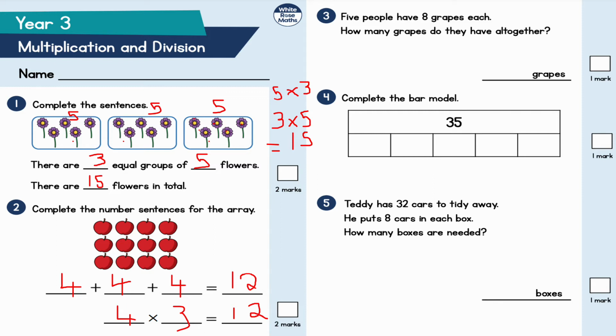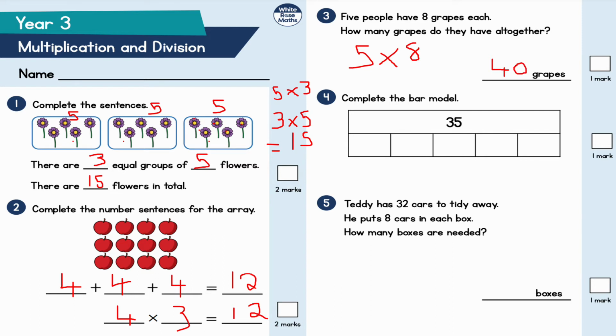This is question number 3, guys. 5 people have 8 grapes each. How many grapes do they have altogether? Well, 5 8s are 40. 5 times 8 is 40, guys.